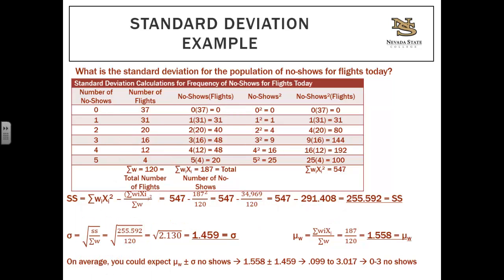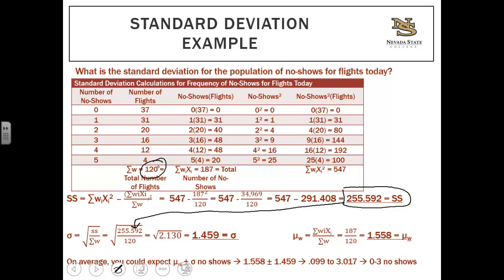So now I have this value, and I'm ready to plug it into my formula for the standard deviation. So remember, here's my formula for standard deviation. It's the sum of squares divided by the sum of the weights, or the total frequency, how many values are in my data set. So plug in my sum of squares, plug in my sum of weights. So I'm going to solve for my square root last. First, I need to do division. So 255.592 divided by 120 gives me 2.130. Take the square root of that, and my standard deviation is 1.459.